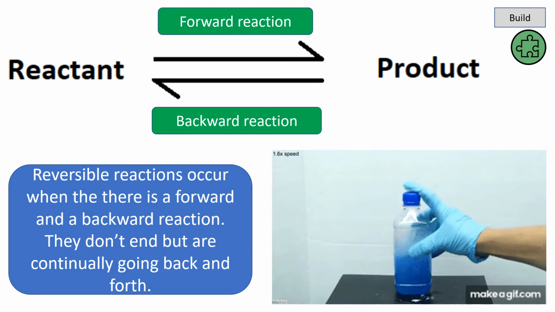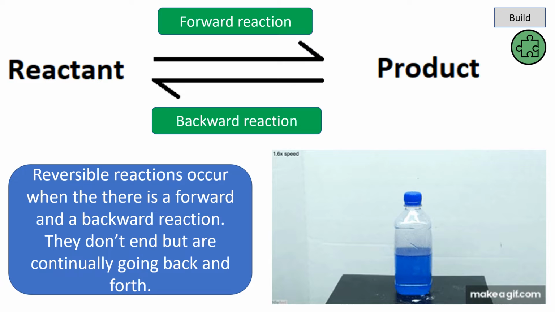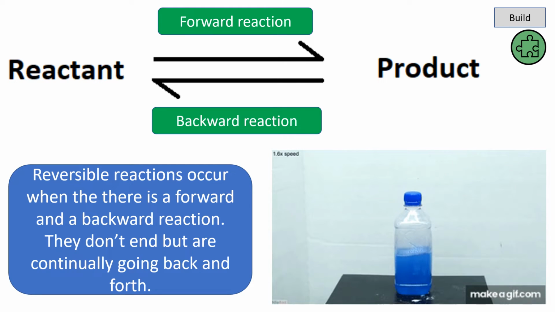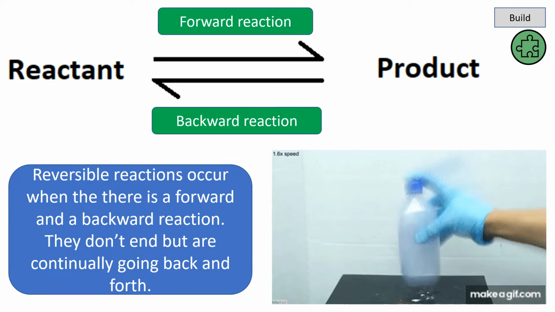We've seen this in class using the blue bottle experiment. You can see the GIF there. When the person shakes up the bottle, it becomes blue. That's because it's reacting with the oxygen in the bottle. It becomes blue, and then slowly the oxygen gas escapes again back to the top of the bottle and it reverts to its transparent colour. Reversible reactions.